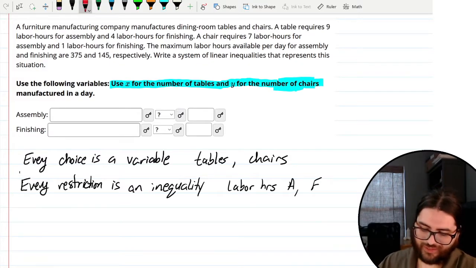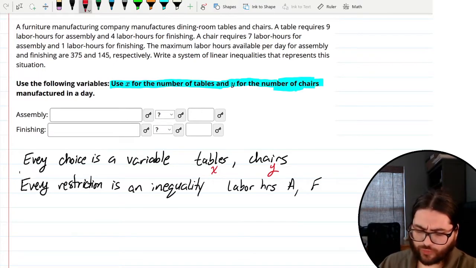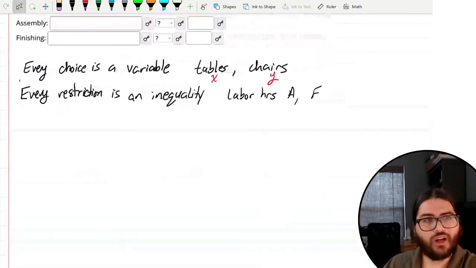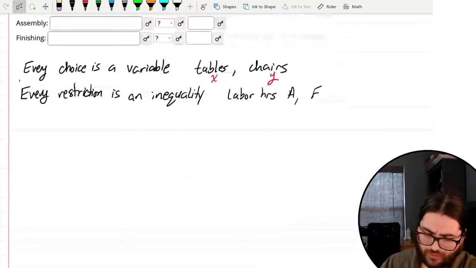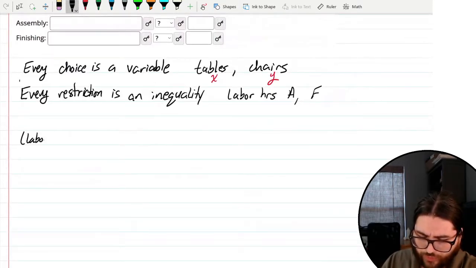So let's see. I'm going to use X for the number of tables, just like it told me to, and I'm going to use Y for the number of chairs. So these restrictions need to be written in terms of X and Y. So let me start with the number of labor hours for assembly.